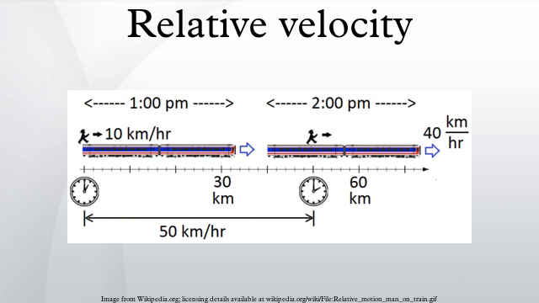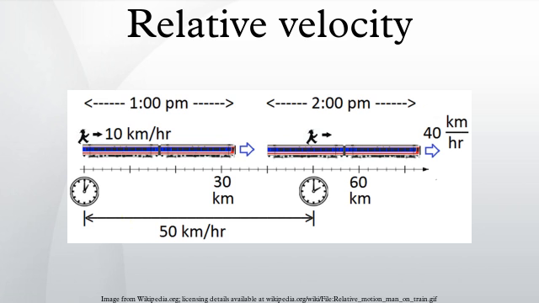Parallel velocities. In the case where two objects are traveling in parallel directions, the relativistic formula for relative velocity is similar in form to the formula for addition of relativistic velocities. The relative speed is given by the formula. Perpendicular velocities. In the case where two objects are traveling in perpendicular directions, the relativistic relative velocity is given by the formula, where the relative speed is given by the formula.